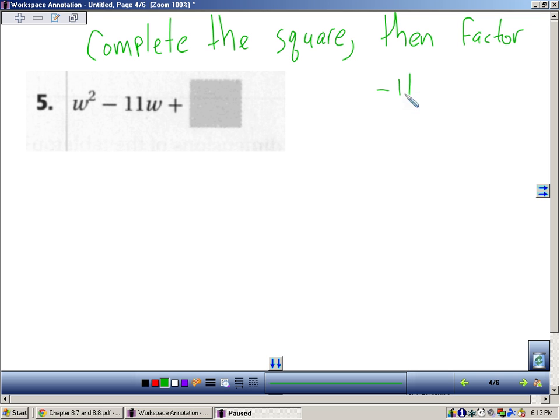So negative 11 divided by 2 is negative 11 over 2. I don't want to make it a decimal. And then what I'll do here is I'll square that. So negative 11 squared. And 11 times 11 is 121. It's positive 121, right? Negative times negative. And 2 times 2 is 4. And so that becomes the value here.